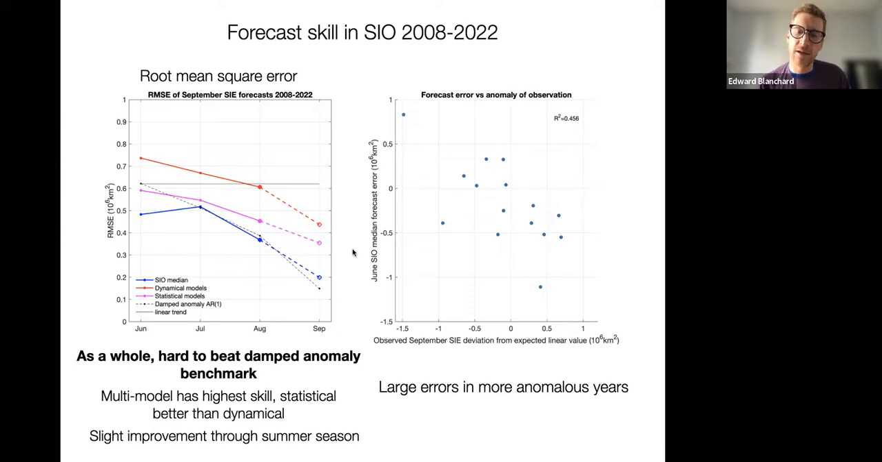And then on the right, I show the forecast error. It's a scatter plot between what we observed to be the deviation from the expected linear value of that year, which you can think of as a metric of how extreme that year was, positive or negative, compared to where the linear trend expects you to be. And then the forecast error is on the y-axis, right? And you can see there's a linear slope, which basically means that in years that are more anomalous, our forecast errors tend to be larger.